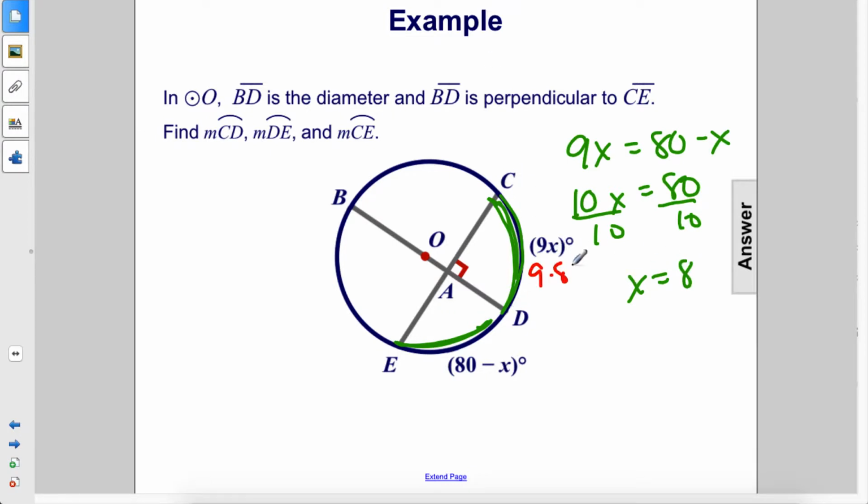So 9 times 8 equals 72 degrees. Here we have 80 minus 8 equals 72 degrees. And CE, we have 72 plus 72, which is 144 degrees total.